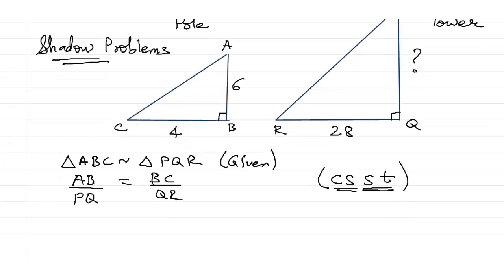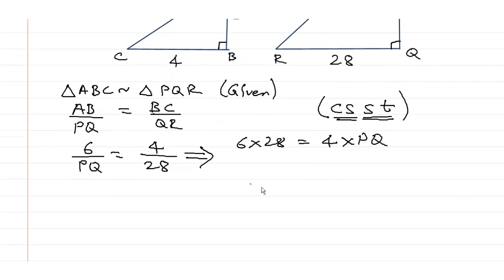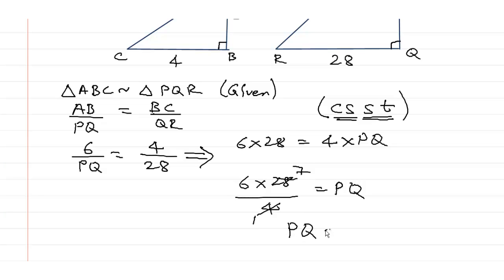And then let us substitute. AB is 6 and PQ is not known, BC is 4 and QR is 28, which we can cross multiply. 6 into 28 is equal to 4 into PQ. And then we can say that 6 into 28 upon 4 is equal to PQ, and 4 ones are 4, 4 sevens are 28, so PQ is equal to 6 sevens, 42 meters.